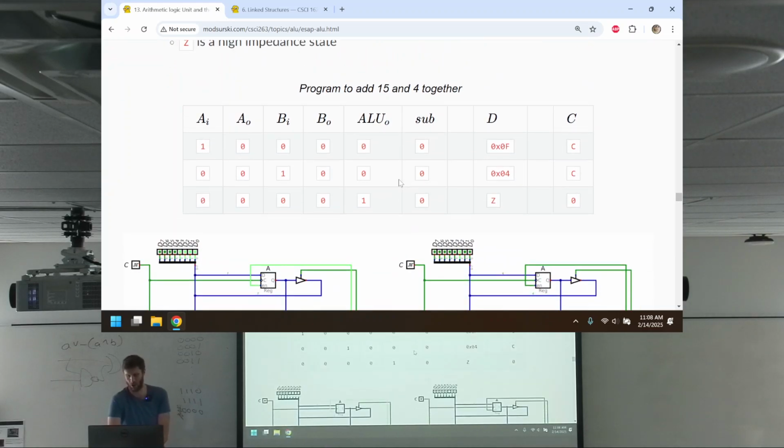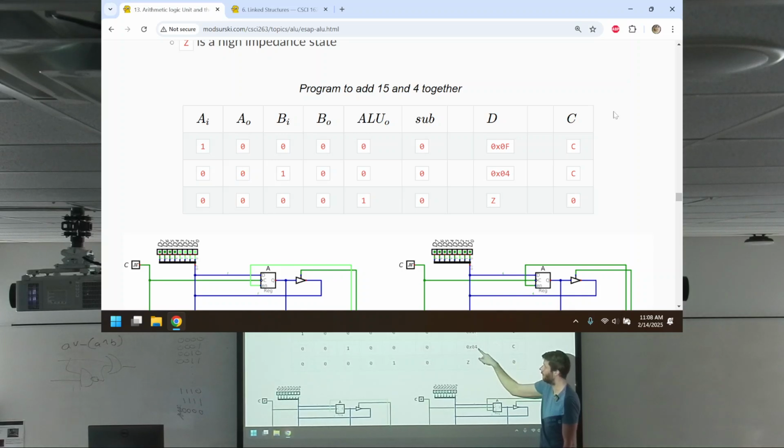And here's me showing the table for how I did that, right? Well, if I wanted to store the value, now, why am I showing D in hex? There's not enough room horizontally to have a column for each of the D bits. So this is a brevity thing, which is usually why people use hex in these cases anyways. So I want to put F, that was 15, and 4.